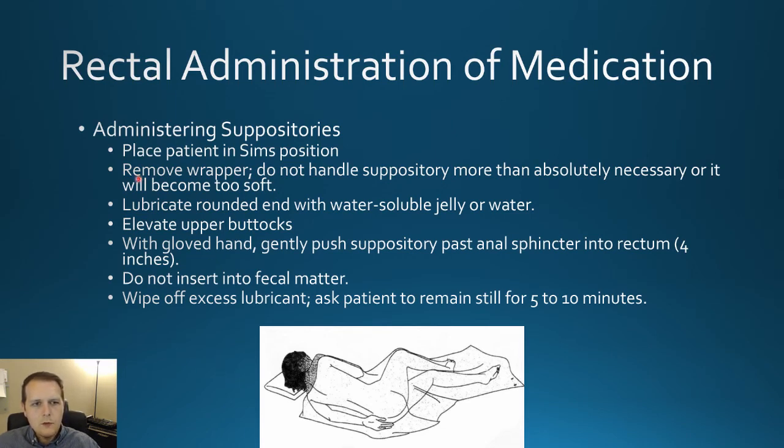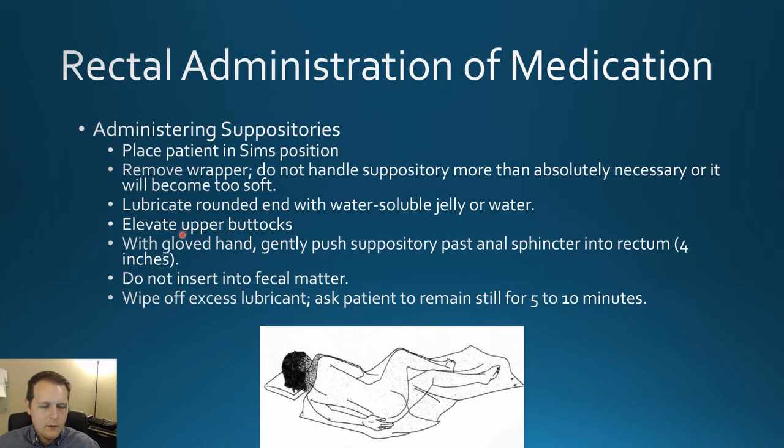And so what we'll do is we'll go ahead and remove the wrapper. We'll try not to handle the suppository with our hands more than necessary, because it will then start to melt on us, so you don't want to do that. And then sometimes you'll actually find we'll lubricate the end. This is not always done, but it could be done with water or a water-soluble jelly. And then you'll elevate the upper buttocks.